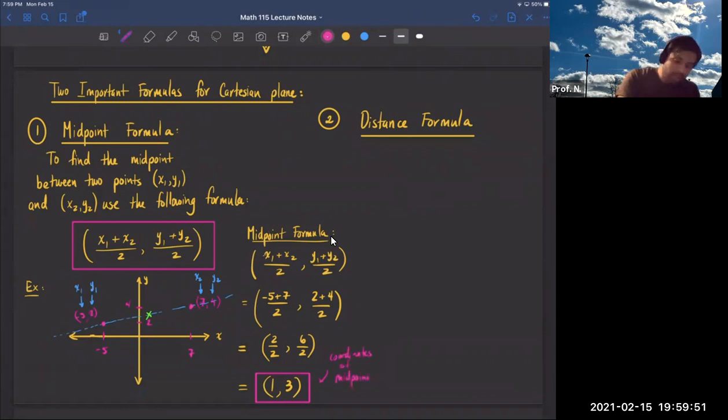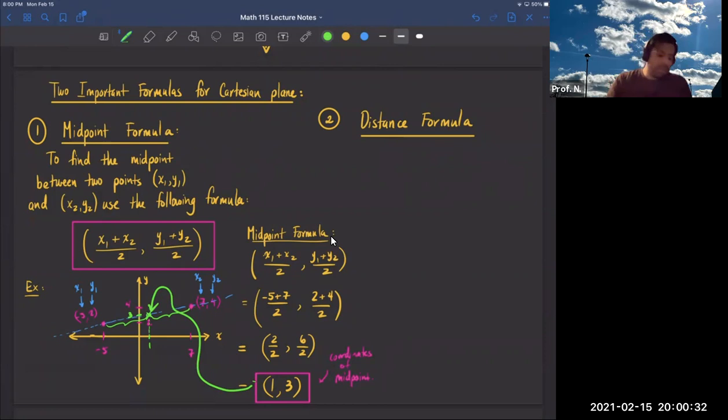So then this coordinate right here, that would be 1, comma 3. So this point right here, 1, 3. That point, right at that position, is the distance between this point and the 7, comma 4 point, and this midpoint to -5, comma 2. Those two line segments are equal in length. So that's what the midpoint is.